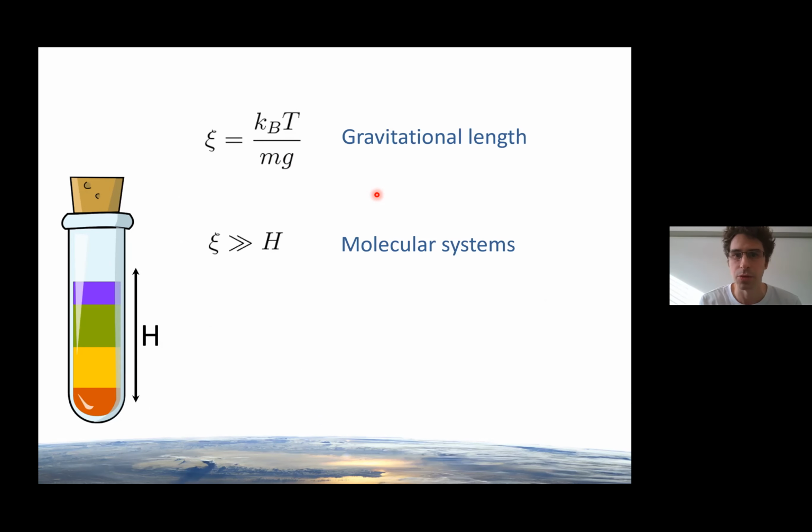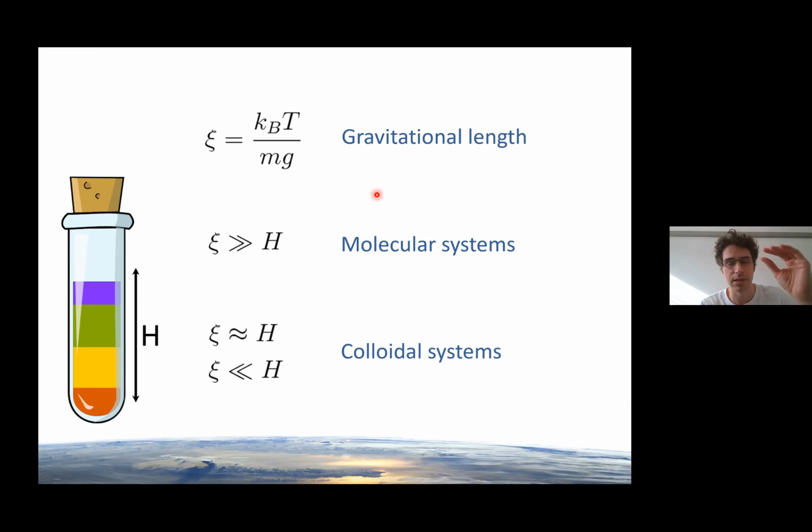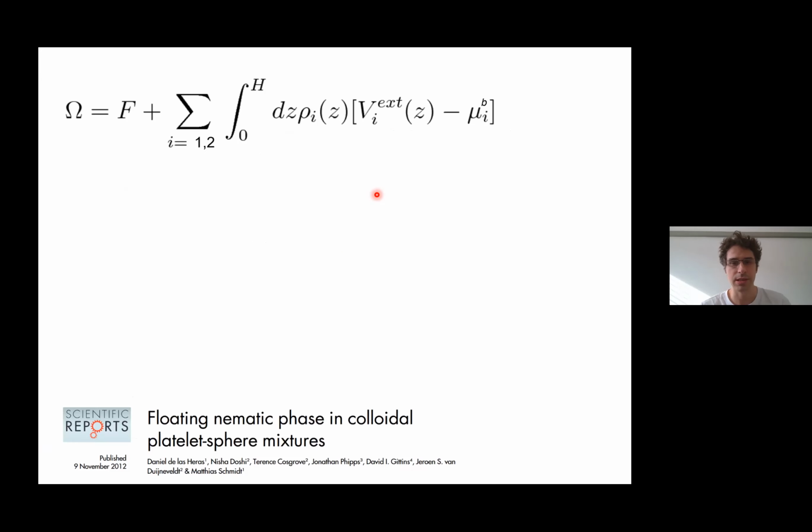Yeah? But if you calculate what the gravitational length is in a colloidal system, you will see that it's of the order of millimeters or centimeters. Yeah? So this means that gravity will affect the system at length scales that are smaller or comparable to your experiment. So there's no way around. You have to incorporate gravity if you want to describe this system theoretically. So how do you incorporate gravity? This is then the next question.